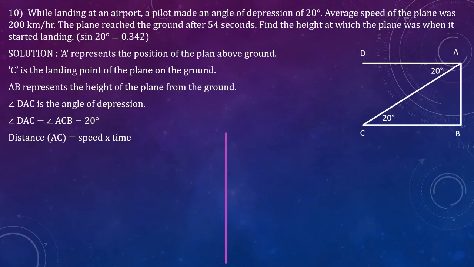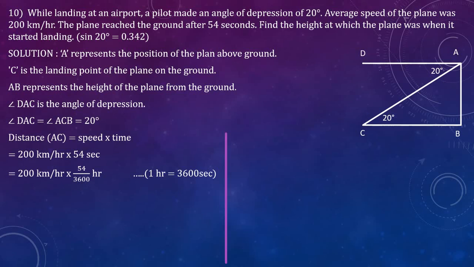So now first of all let us find out the value of AC, that is the distance covered by the plane from its actual position to its landing position. So AC is equal to speed into time. Speed is given and time is also given. Speed is given as 200 km per hour and time is given as 54 seconds.